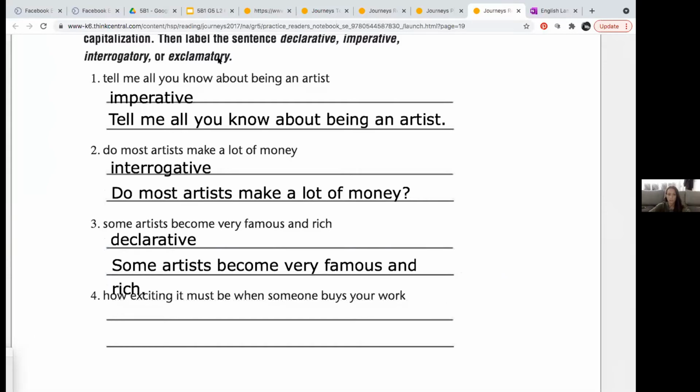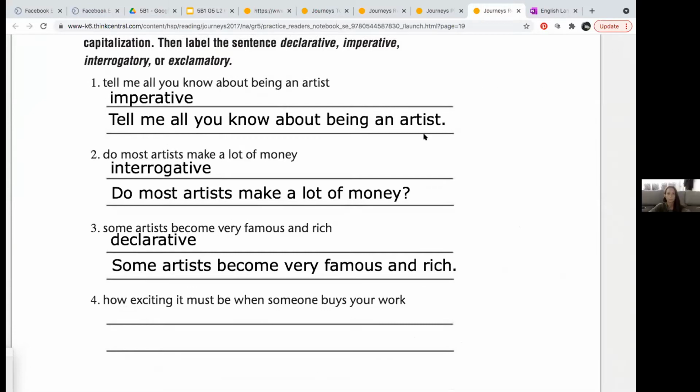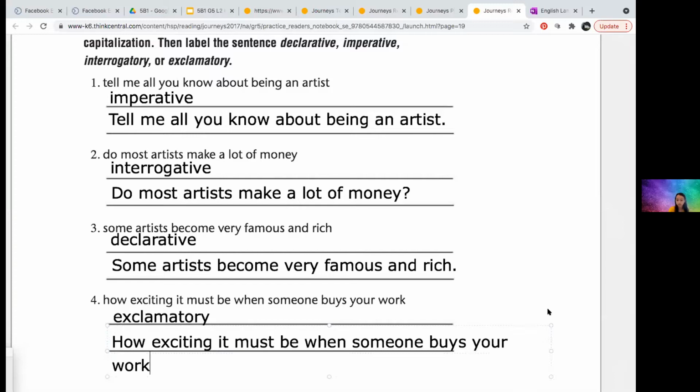Okay. And number 4. Hen, right? All right, go ahead, Hen. It must be when someone buys your work. This is an exclamatory sentence. And how can we write this sentence correctly? So capital H and add an exclamation point at the end. Okay, good job. Any questions about this page? Easy, right?